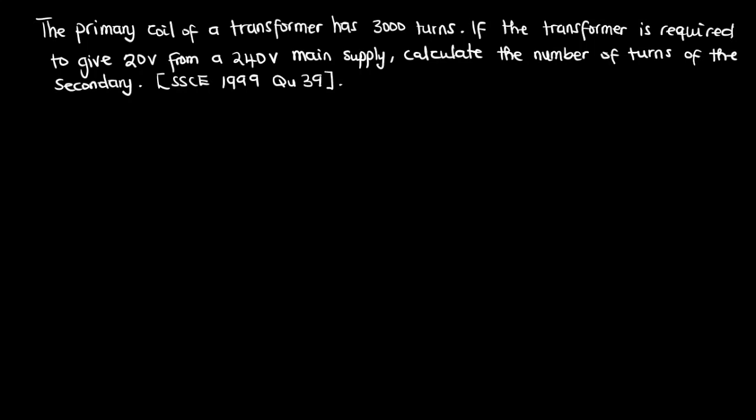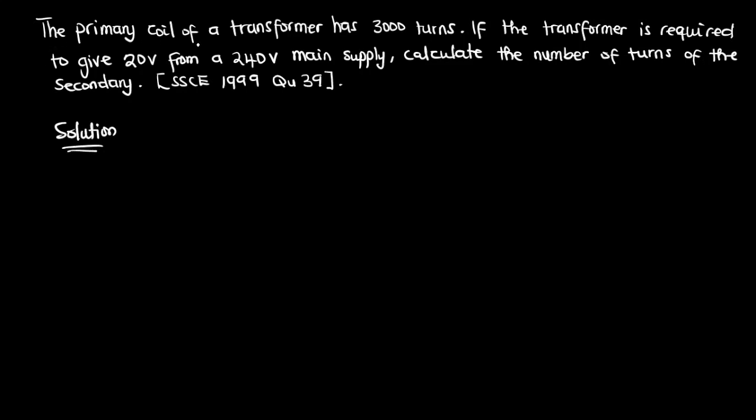So we have here the primary coil of a transformer has 3000 turns. If the transformer is required to give 20 volts from a 240 volt main supply, we have to calculate the number of turns of the secondary coil. So this is the SSC 1999 question number 39. All right, so let's write down the solution to this problem.